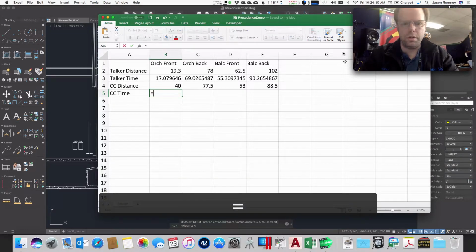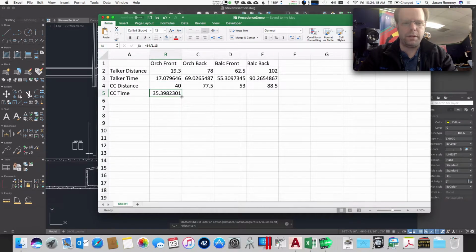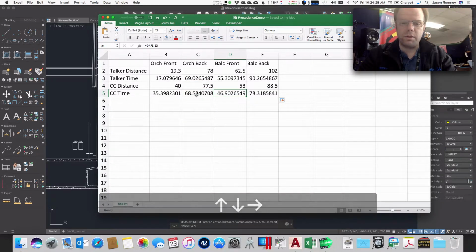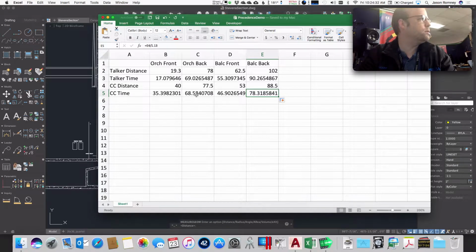So I do the same math. We'll do that distance divided by 1.13. So if it's 40 feet away, it's 35 and some change milliseconds away. To the back row, it's 68. Front row balcony, 49, almost 47 milliseconds. Back of the balcony, 78 milliseconds. That's the amount of time it'll take for the center cluster to get there.